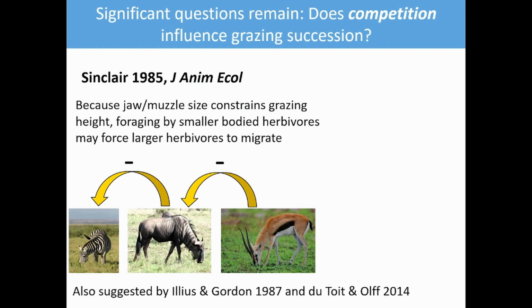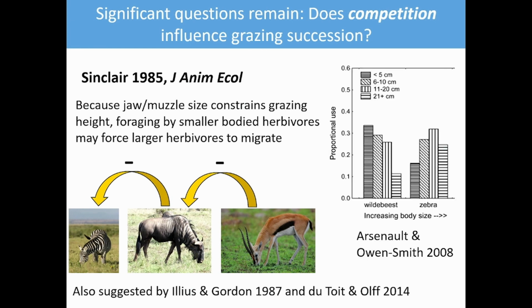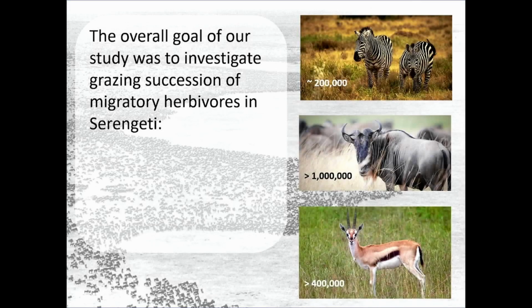This was further suggested by Ilias and Gordon and Dutoit and Olf in 2014, and there's substantial evidence for this. I just chose this paper, Arsenault, Nolan Smith in 2008, which looked at where these animals get their forage, and wildebeest tend to forage at a much lower level than do zebra, which tend to forage much higher in the grass field.